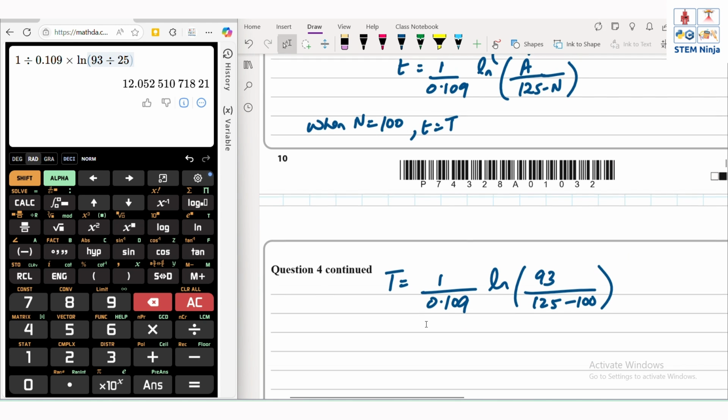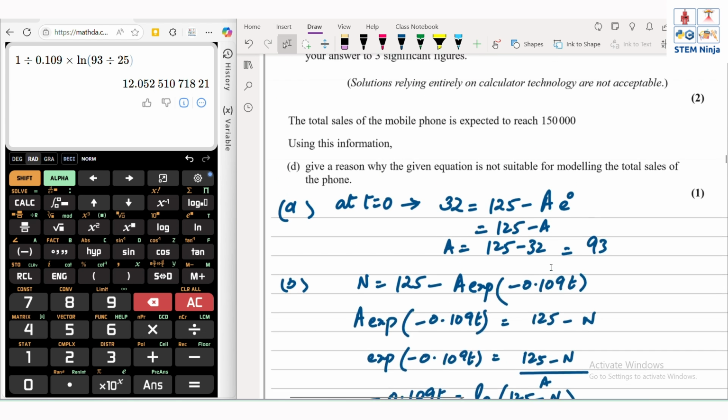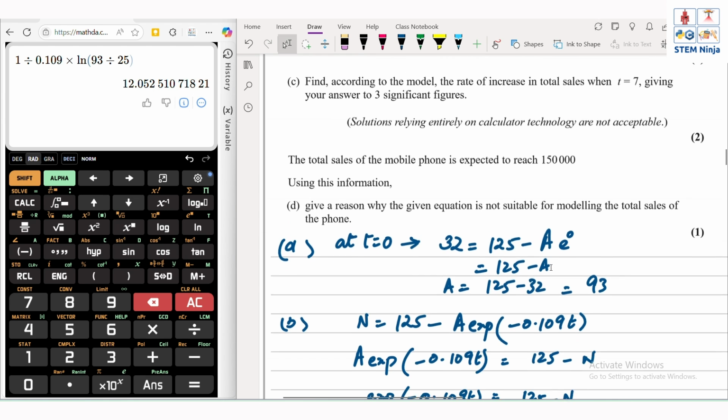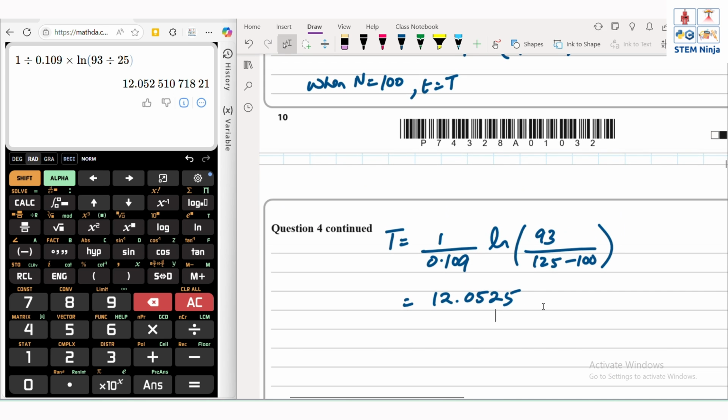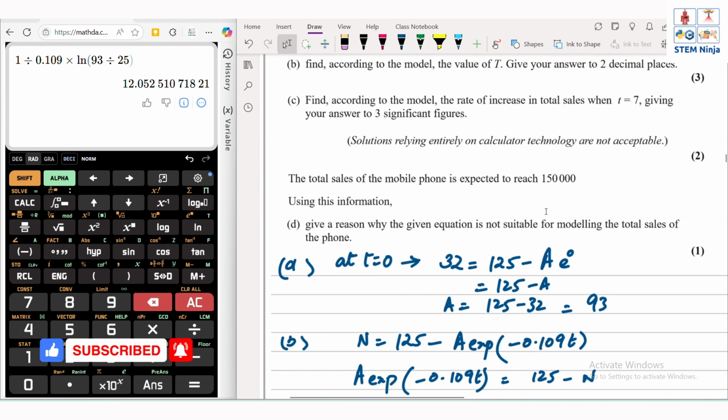So that is 12.0525. Have they given us anything? We need to give that in 2 decimal places. So 2 decimal places would mean 12.05. Right, okay. Find, according to the model, the rate of increase in total sales. Rate of increase in total sales means dN over dT, giving your answer to 3 significant figures.